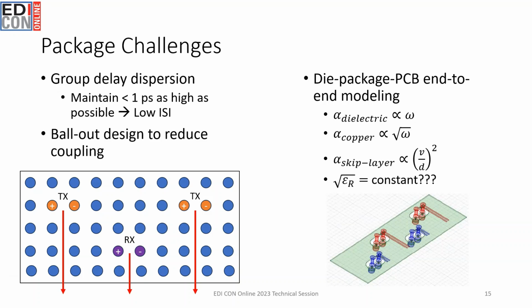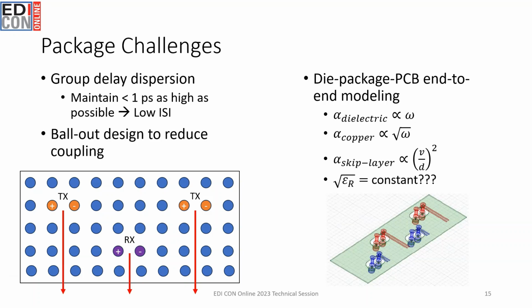Once you have the ball out arranged like this, not only do you impact the via-to-via crosstalk, but this also allows you to route your RX and TX on different layers so that they're further isolated from each other. This also forces you to have your TX lanes be very largely separated, and that large separation also helps to reduce crosstalk. One of the other things that's quite important is group delay dispersion.